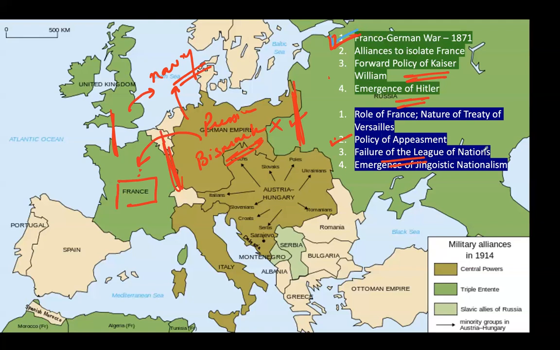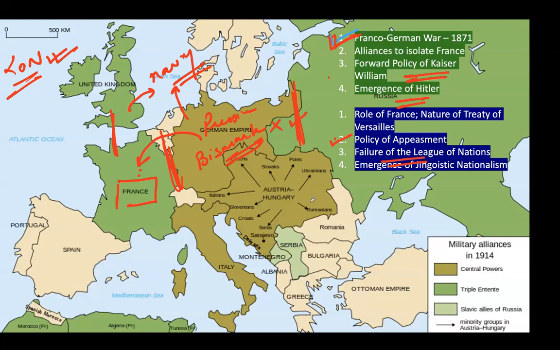Then the failure of the League of Nations. After the First World War, they realized a lot of treaties, a lot of alliances are there, a lot of mistrust is there, which should be addressed. So they formed the League of Nations, which is known as the predecessor of the United Nations. But that was not effective enough to address this issue. The League of Nations should have been able to avoid the situations that led to the World War. So that was a failure. And yes, during this time, there was the emergence of jingoistic nationalism. So this was there.